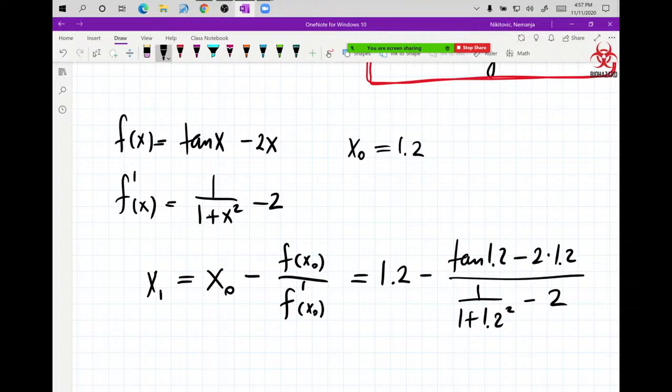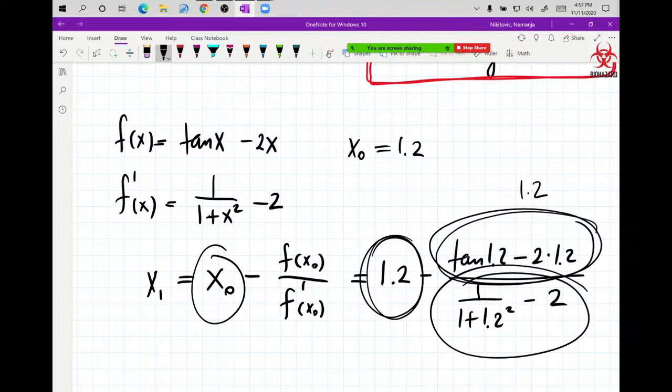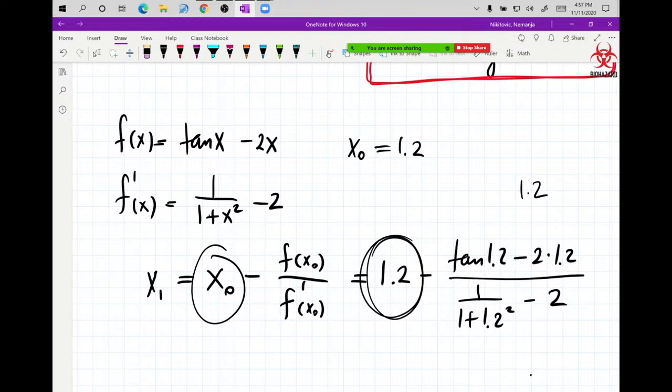So all I did is I took this x0, right? This over here is the original function computed at 1.2. And this on the bottom here is the other function, which is the derivative function computed at 1.2. And all I need to do is this arithmetic, right? I don't do anything else.